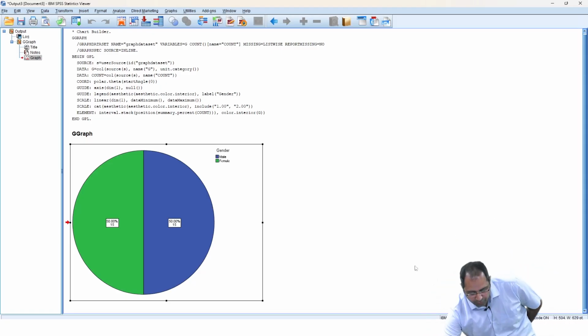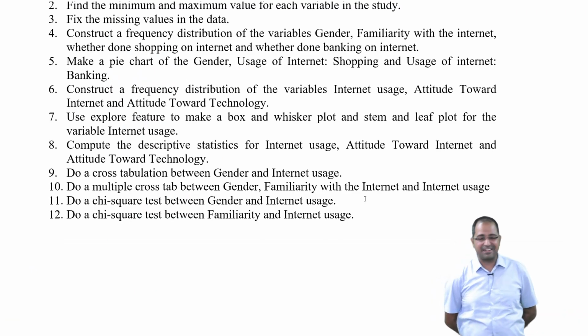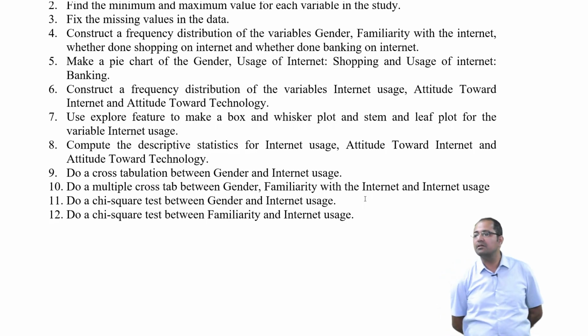So now we move to the next one. Construct frequency distribution of the variables, internet usage in hours per week, attitude towards internet and attitude toward technology. So you have to tell me what you will draw for which variable.